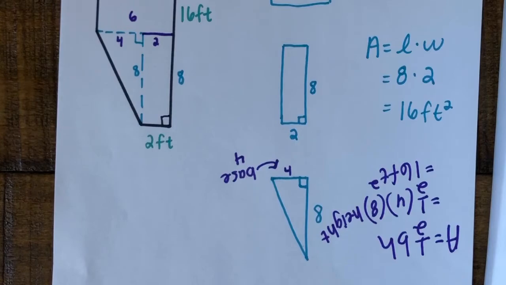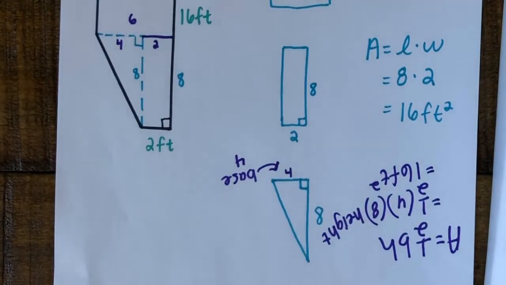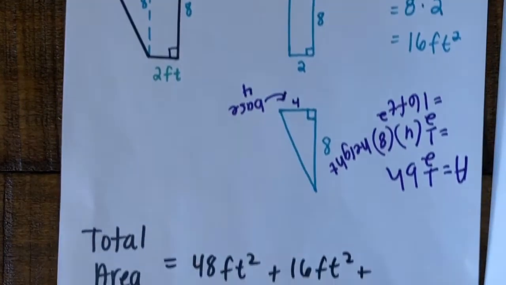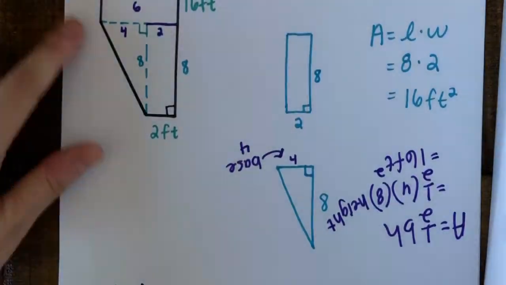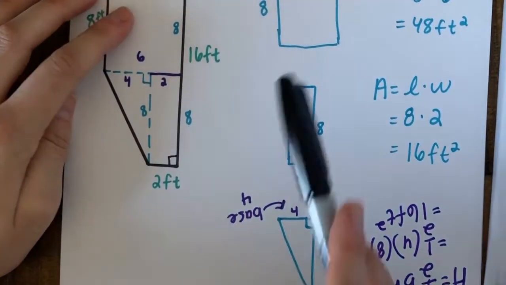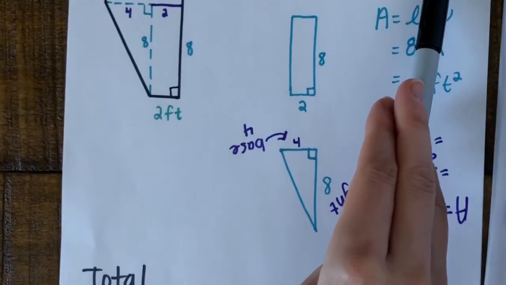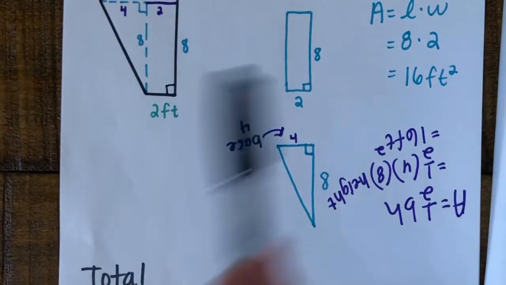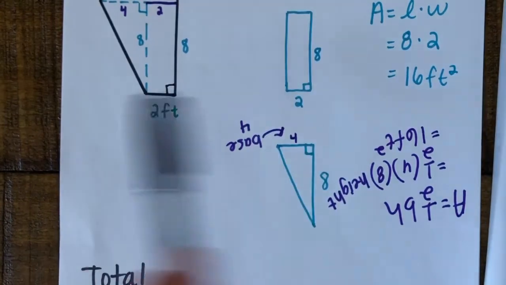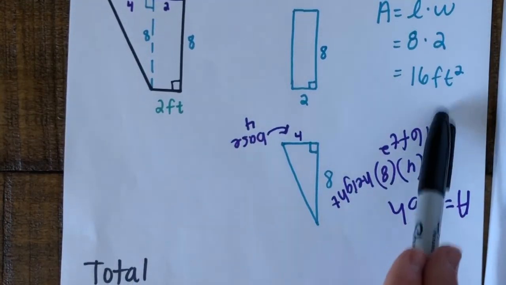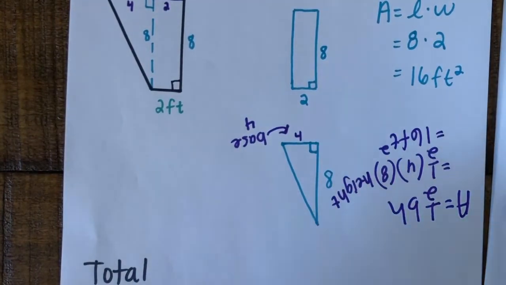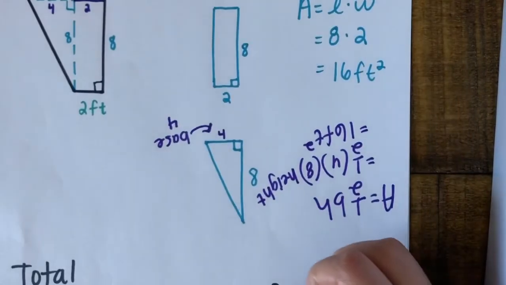All right, coming back from a quick break because my phone ran out of storage. We had just found the area of all 3 of our pieces here, and our job was to find the total area of this shape. So I'm going to take the area of each piece and add it together. So the area of the top rectangle, pardon me, was 48 square feet. The area of the smaller rectangle was 16 square feet. And finally, the area of the triangle was also 16 square feet.